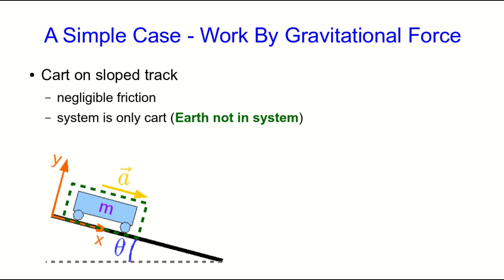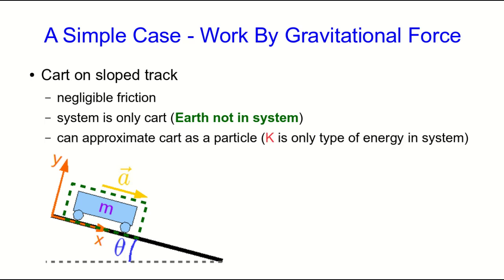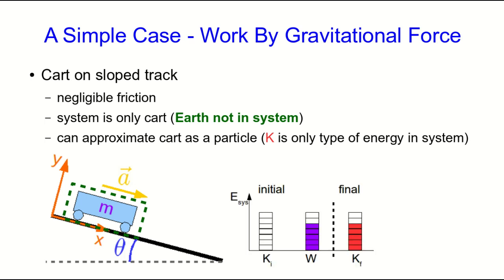So any effect on the cart by the gravitational force is going to be treated as external work, not as a change in gravitational potential energy. And we can approximate this cart as a particle. In other words, the kinetic energy is the only type of energy in the system. And so our energy bar chart just looks like this, where I've said that initially it's at rest, so K_i is 0, and there's external work done, resulting in some non-zero kinetic energy later.